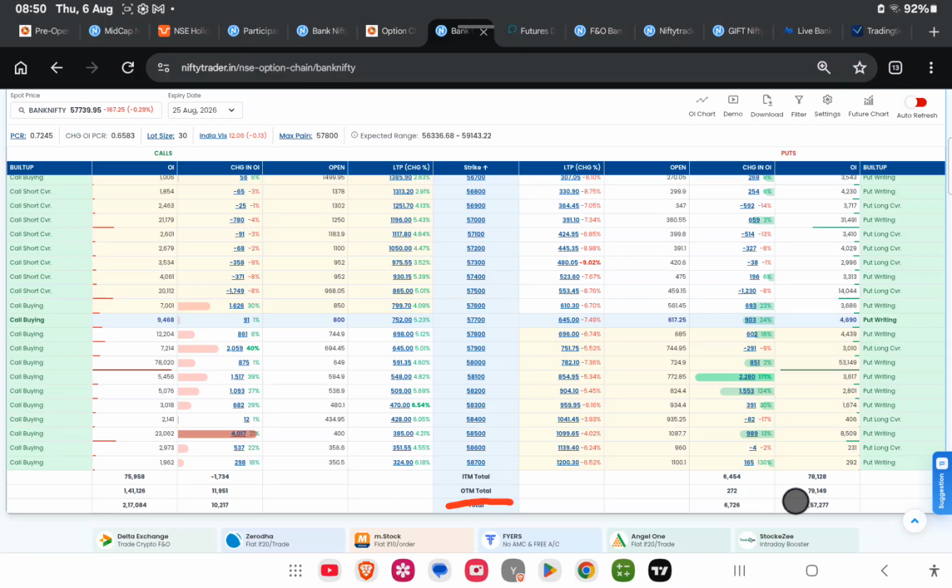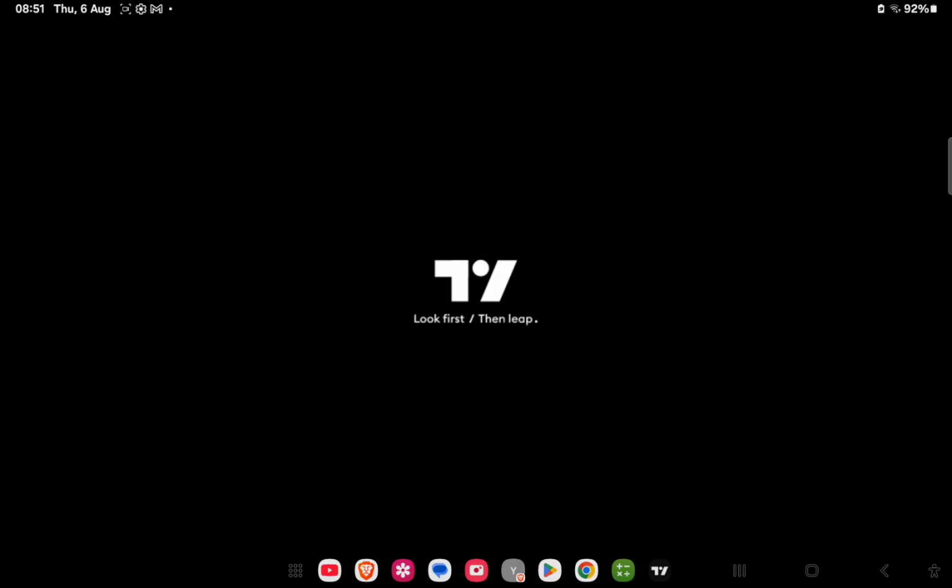When you check for OTM, 79 and 141, 11, and here buying has happened, you could clearly see. A little bit of profit booking has also been seen in Bank Nifty at the end. So that's it, guys. We'll just move on to price action.